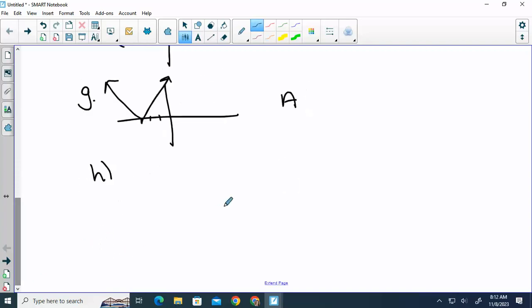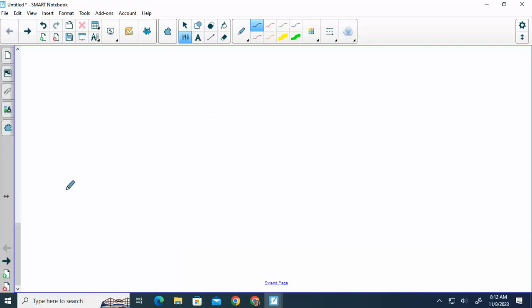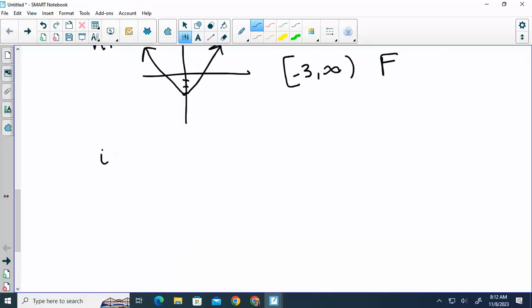H. What does that absolute value look like? This time I'm asking for the range. So range is your y, so starting at the bottom, my lowest point is -3, and then it keeps going up. So -3 to infinity, which is f. I, we have x squared, which is a parabola, -3. So down 3, domain, we're hitting everything.